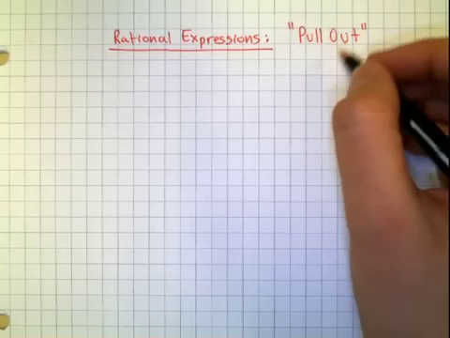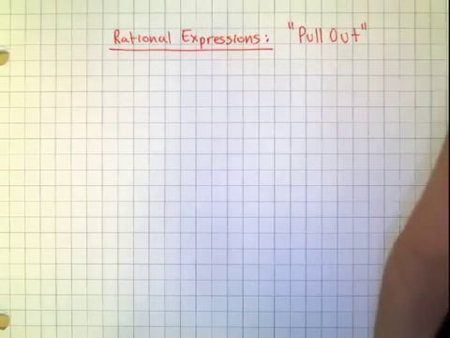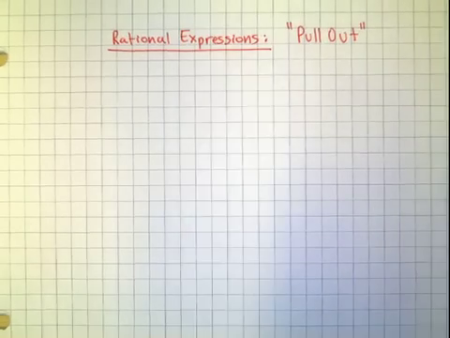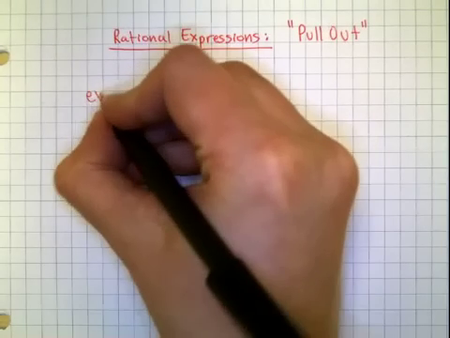I call it a pull-out. It's really mathematically more, we'd want to say something like dividing by a greatest common factor. But here's what they look like. Let's just take a look at these.